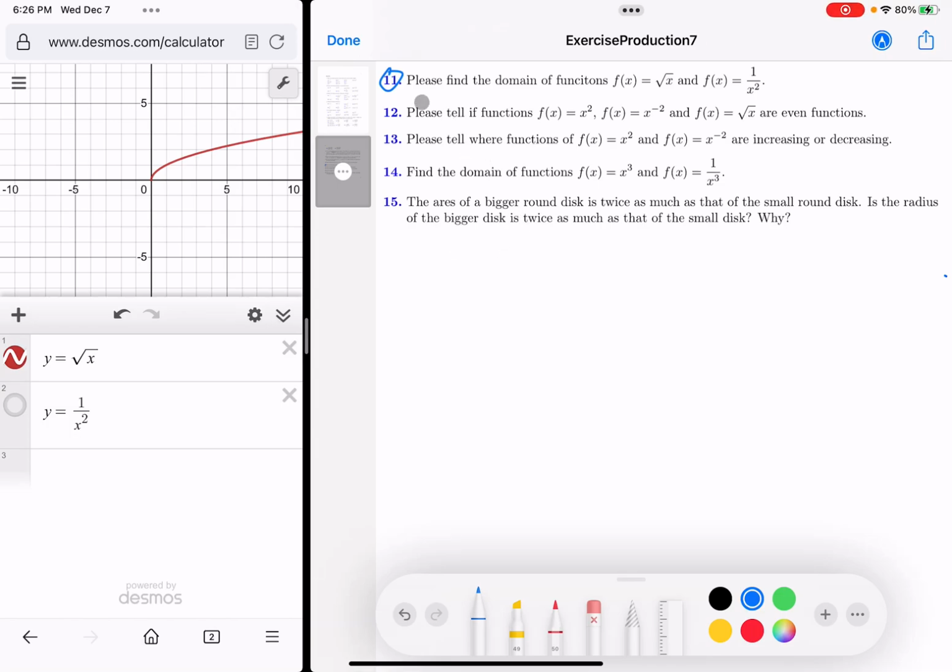Now, let's work on question 11. Find the domain of functions f of x equals radical x and f of x equals 1 over x cubed. Here is the solution.